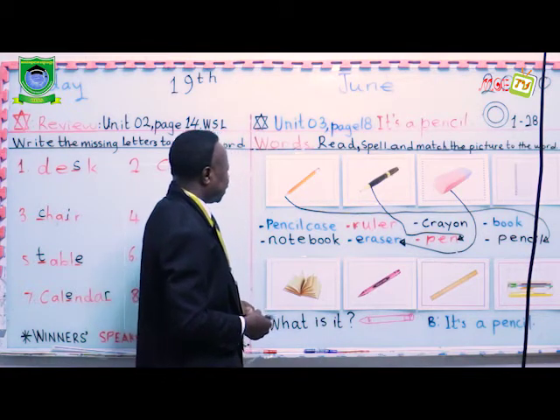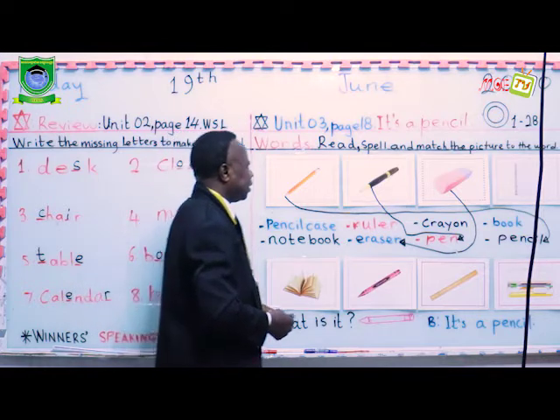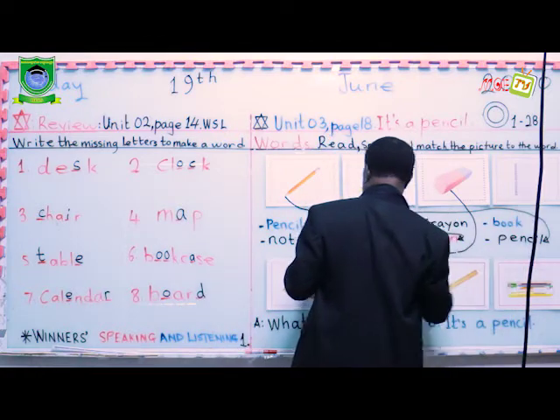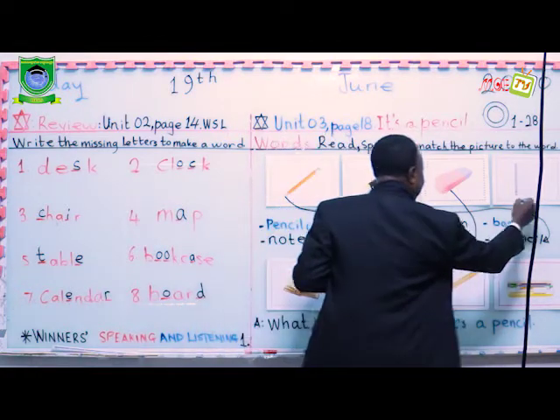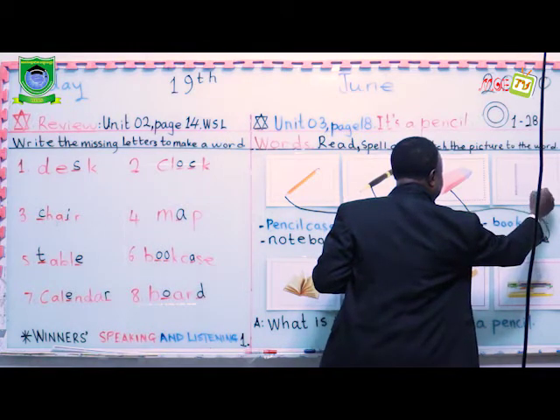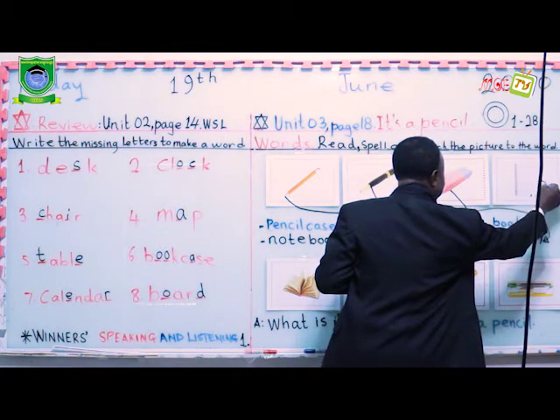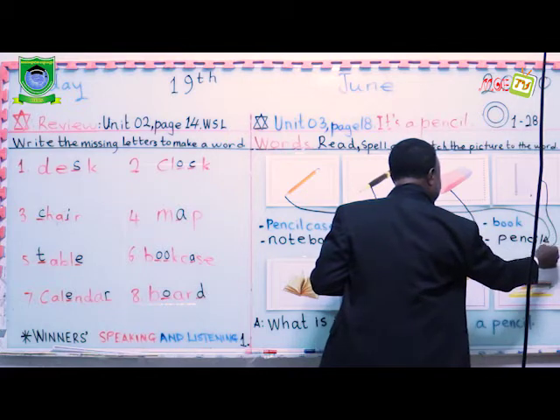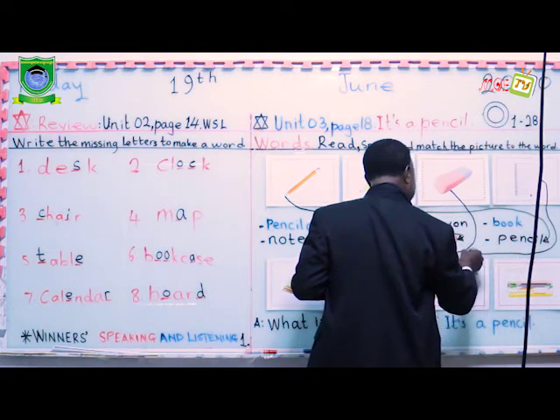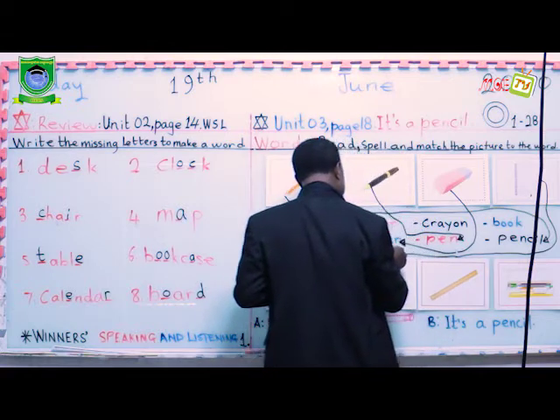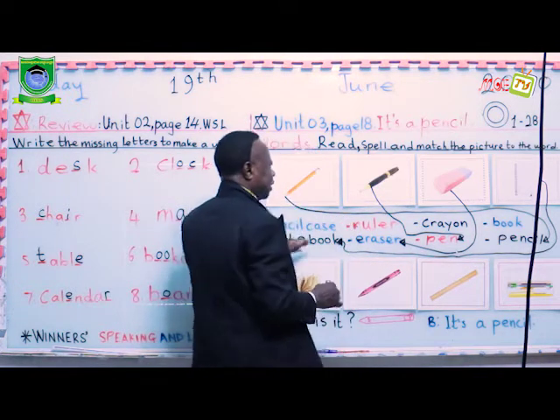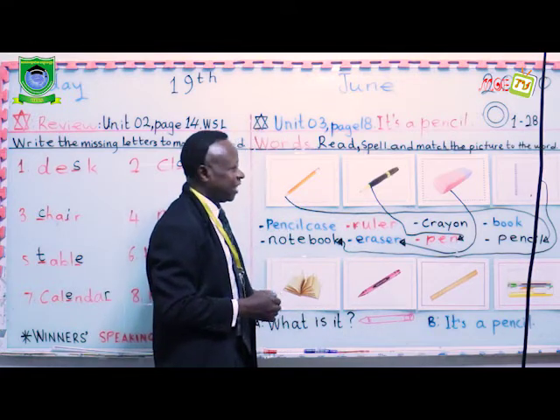Okay. So the next one is notebook. Notebook. You just find notebook is here. Okay, so notebook, we just make our line from here. Just start from here. Okay, so we can just go this way, this way, this way, and then here. Here is a notebook. Okay, that is a notebook. That's how you should trace it.